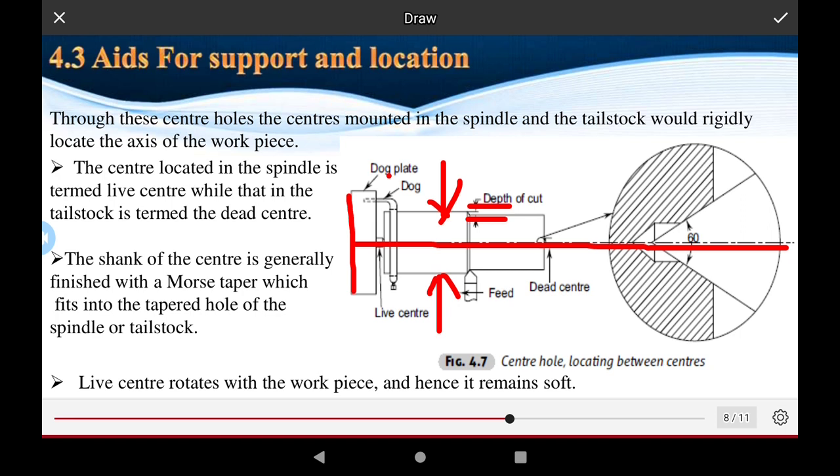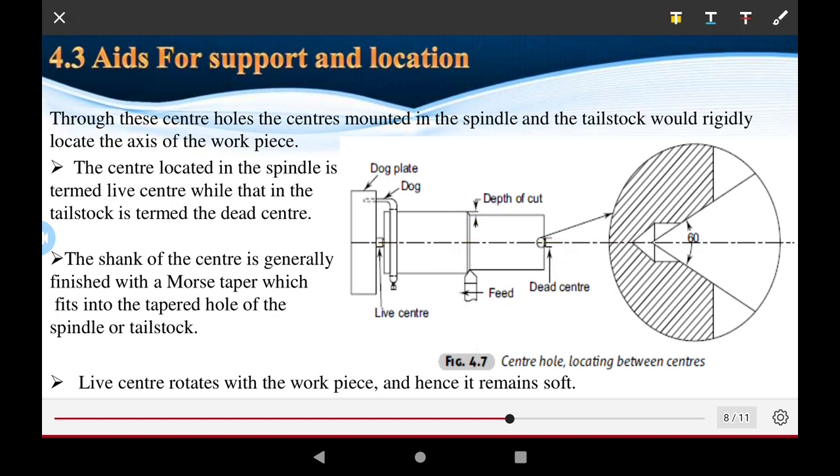This is the feed rate of the tool, cutting the metal. If the tool is in motion parallel to the axis of rotation of the workpiece, and dead center. This is the dead center of the workpiece, and this is the tool post of the machine. The tool also works at angles of the rotation. The center holes are located from one center to another center, so center to center fixes the job in position.